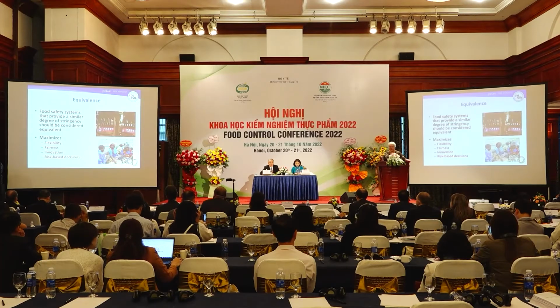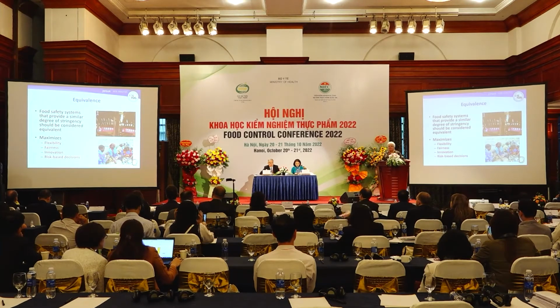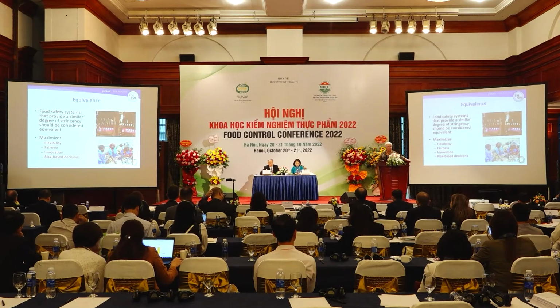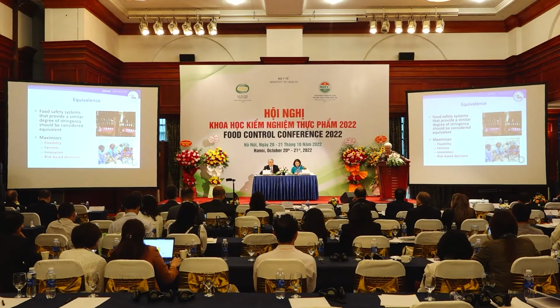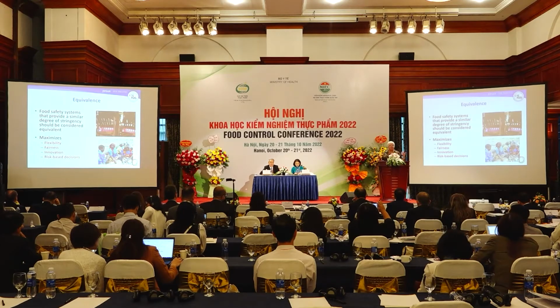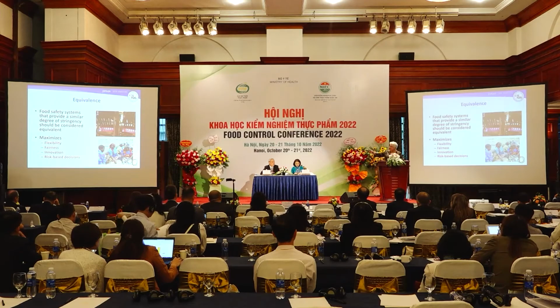And then there's also the concept of equivalency. And that's really important, particularly when you look at how you manage risks. Basically, a food system should provide a similar degree of stringency, considering the concept of equivalency and something being equivalent. And that's important because we know that some of the technologies that a company or a country may use may be very high-tech, but may be equivalent to some of the less expensive technologies such as hand sorting.